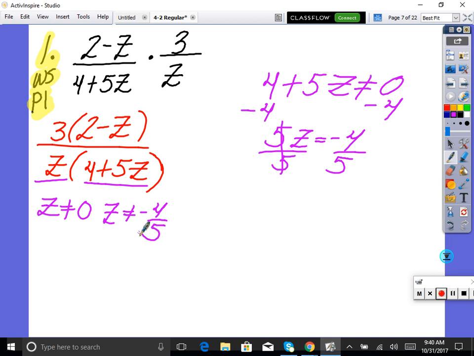Let's divide out exact factors. Do you see any exact factors? Nope, so that's my answer then. Didn't simplify. Pretty easy stuff. Let's do another one.